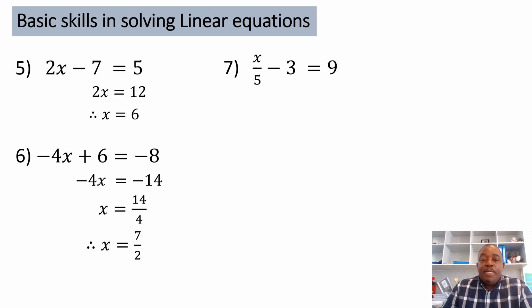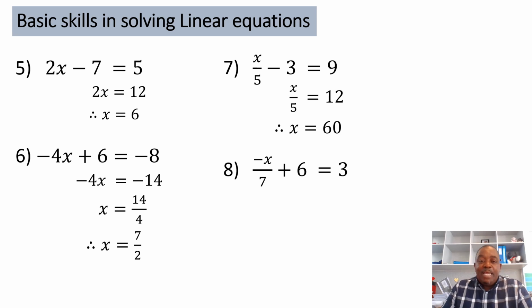Let's look at the next one. Again here, get rid of the negative 3 by using the additive inverse, positive 3. And now 9 plus 3 gives us 12. And then you multiply both sides by 5. And in the end, x is equal to 60. Okay, so that's how you would work that one out.